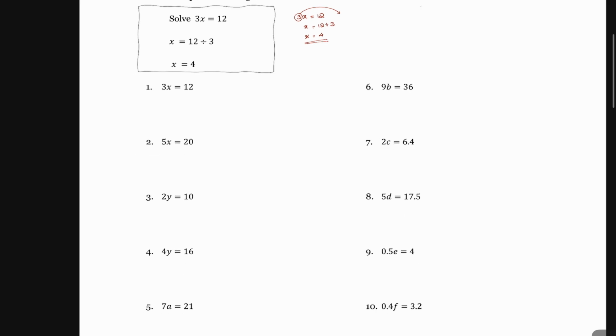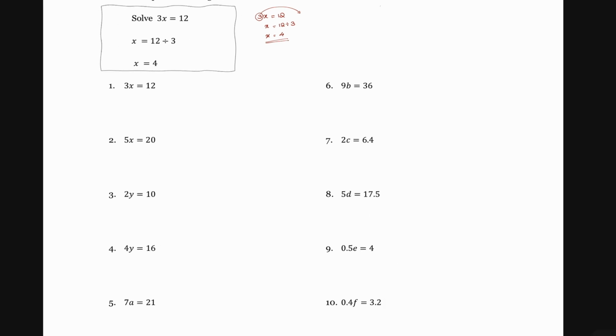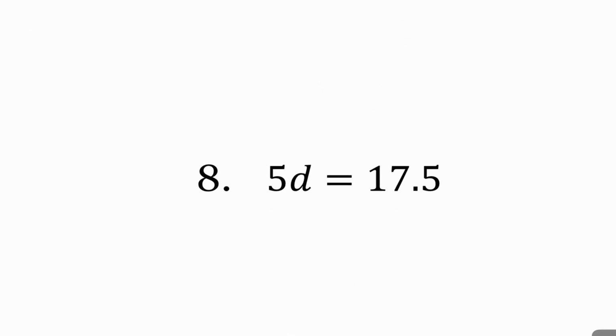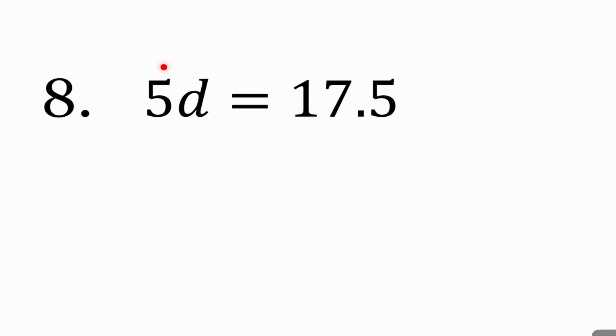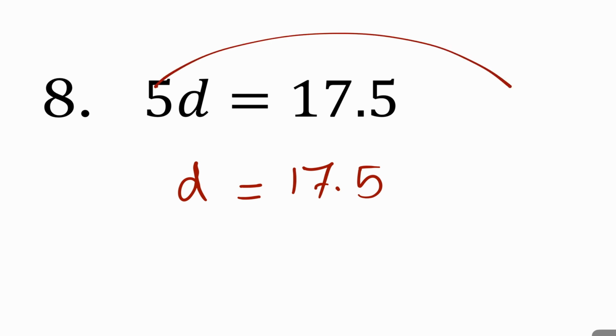So let's discuss one more question from this section, and based on this you can do all the calculations. Let's take 5d = 17.5. What I'm going to do is move the 5 to the right hand side, so d will be alone. d is isolated on the left hand side. When 5 is moving to the right hand side, d is remaining on the left hand side, and 17.5 is already there, and 5 is coming over there.